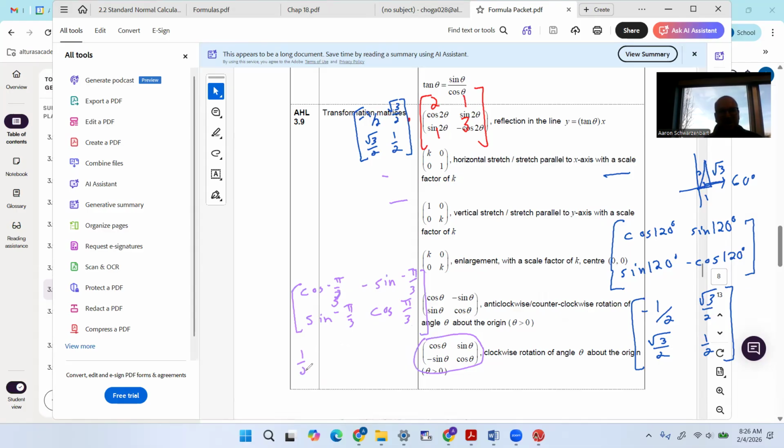So cosine of negative pi over 3 is 1/2. Sine of negative pi over 3 is negative square root of 3 over 2. And then the negative makes it positive. No negatives there. So I have this, and there's my transition matrices all set up.